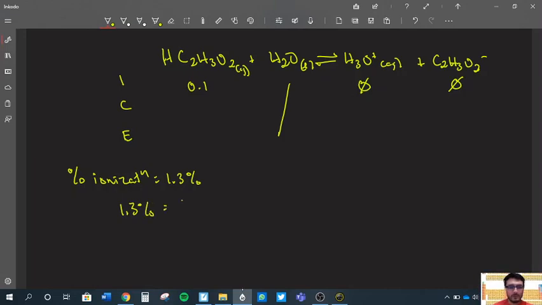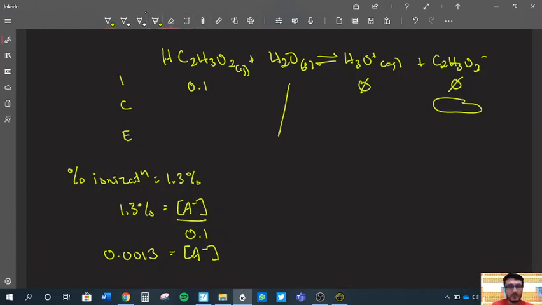So 1.3% is equal to what we expect it to ionize to, right? So it's actually this value. Okay. I'm tempted to call it X, but I'm not going to call it X. I'm going to say concentration of conjugate base. Right, this is the conjugate base. Acid conjugate base over, we know this value here is 0.1, over acid, right? Solving for this then is essentially just multiplying this. Remember, it's a percentage. So we know then that this is the concentration.